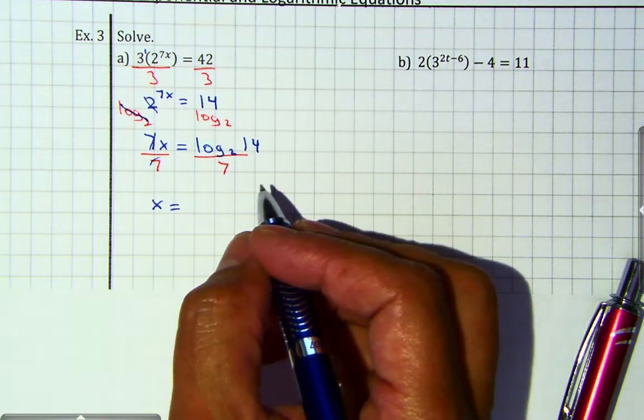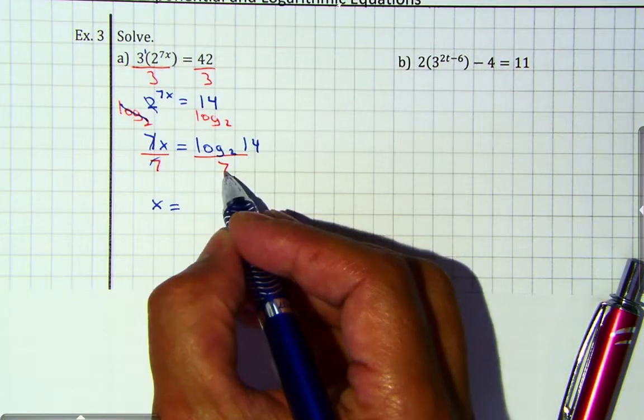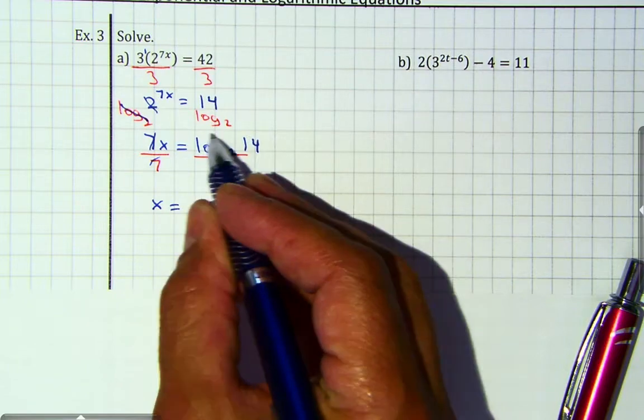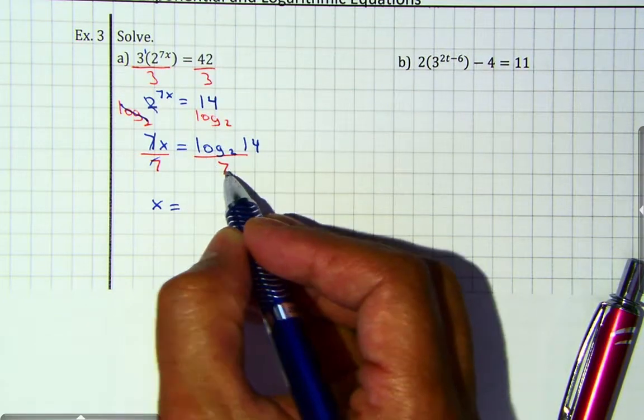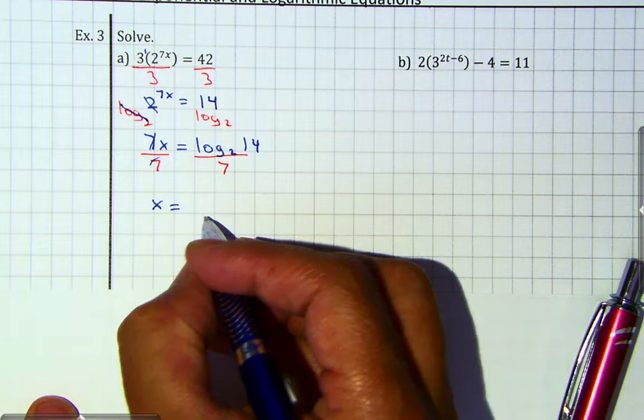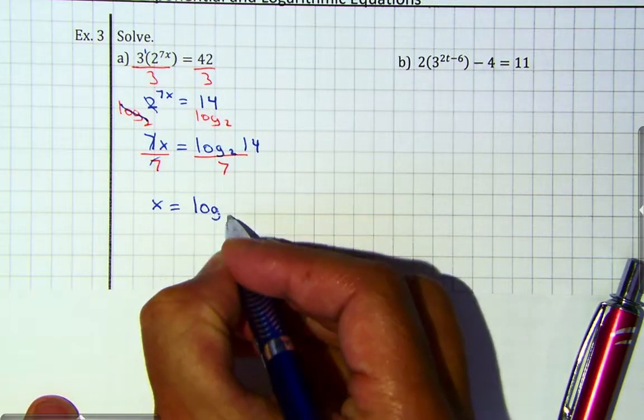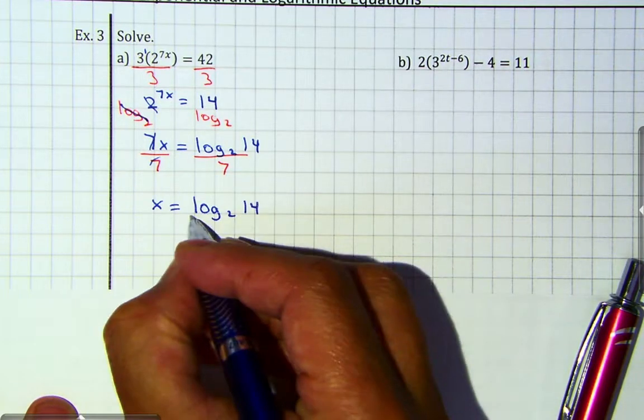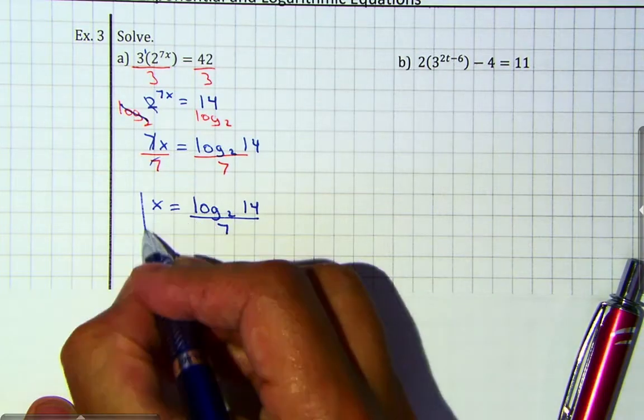Now be careful. We cannot divide 14 divided by 7. We need to be able to evaluate this expression and then divide by 7. But many times they're going to ask you for an exact answer, so we're going to leave it as log base 2 of 14 divided by 7. And that will be the exact answer.